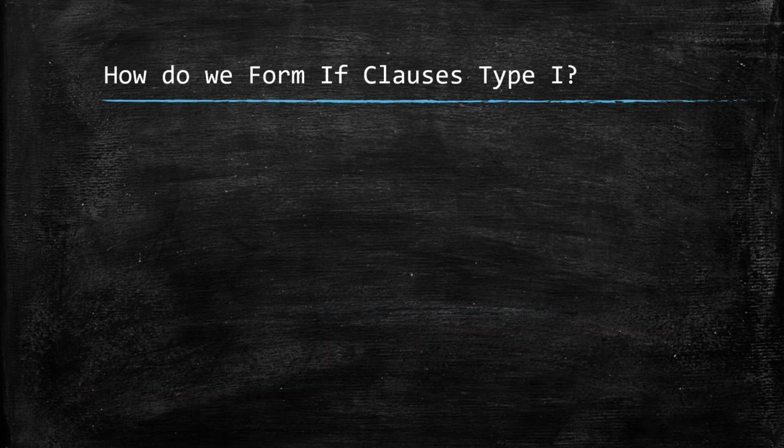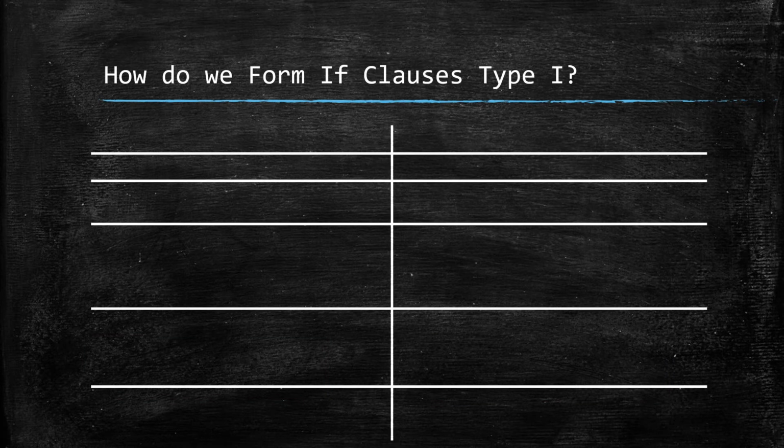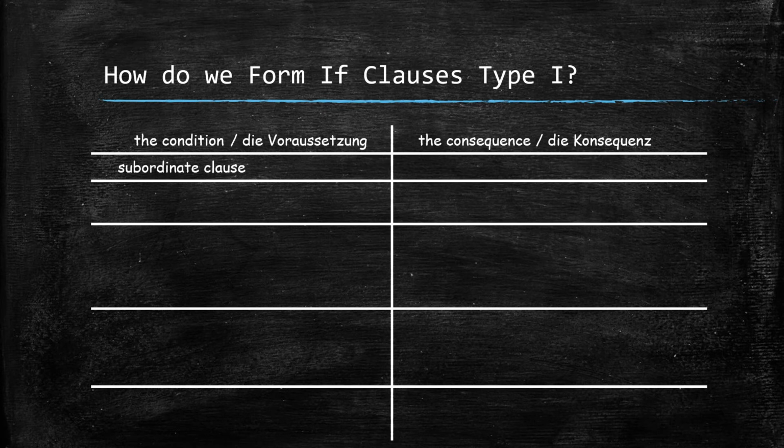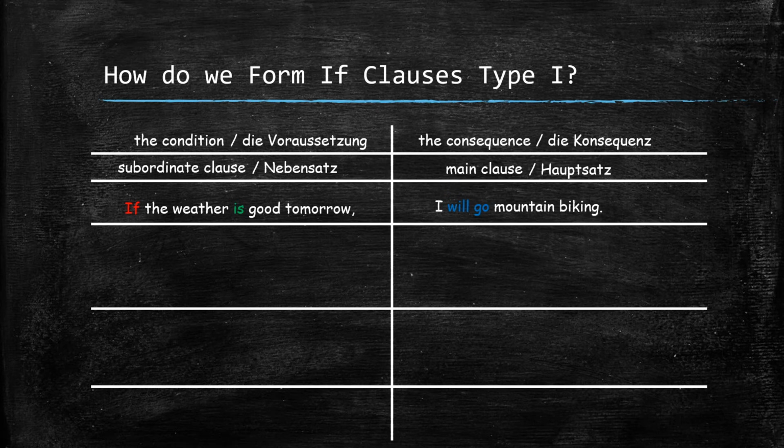Pretty easy. Now, to answer our second question, how do we form if clauses type 1? We need a slightly bigger table. Have no fear, once we fill this with content, it's all going to be easy and clear. We have already established that if clauses need a condition and a consequence. Now, grammatically speaking, the condition is the subordinate clause, der Nebensatz, and the consequence is the main clause, der Hauptsatz. If the weather is good tomorrow is the subordinate clause, I will go mountain biking is the main clause.